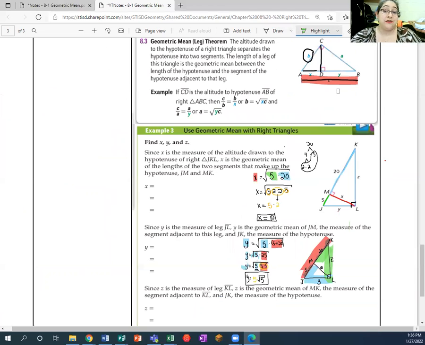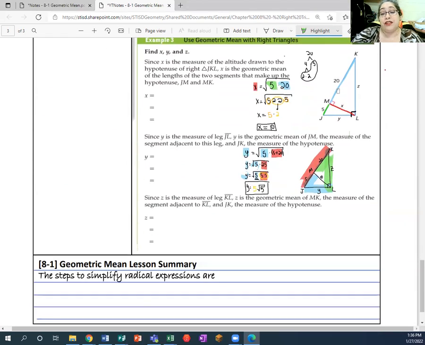That was it for geometric mean section 8.1. Make sure that you fill out your lesson summary. The steps to simplify radical expressions are, first off, list everything inside the radical as a list of factors. And then since you're grabbing a square root, you are going to try to find all the factors that have a pair. So 2 of the same factors, that's what comes out of the radical.